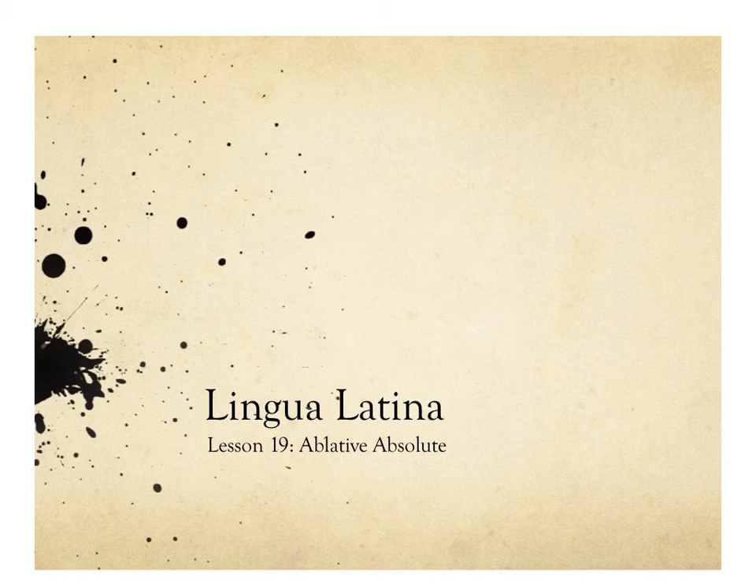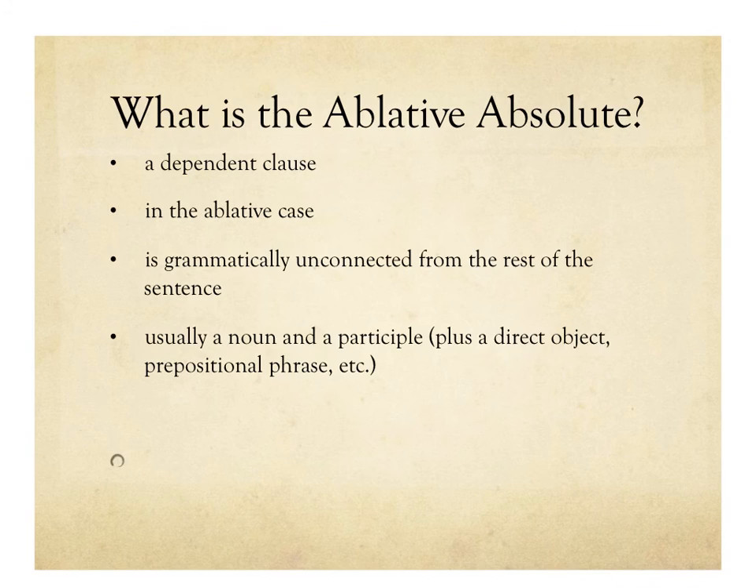Today we're going to learn one more thing that you can do with participles, and this is a construction that's called the ablative absolute. So obviously we're going to be working with participles in the ablative case. Let's take a look at what they can do. So first of all, what is this thing called the ablative absolute?